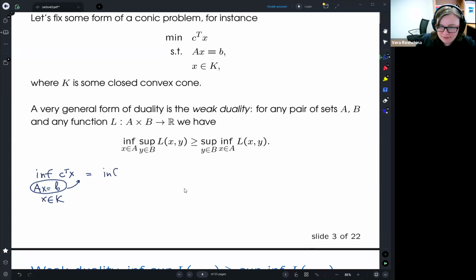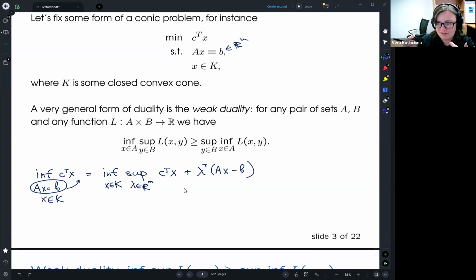So the first trick is very simple. I'm going to put a supremum here, keep c transpose x, and then to incorporate this linear constraint into this function, I'm going to add some parameter, say lambda, and write Ax minus b here. If b was in R^m, then lambda here will also be in R^m. And we keep x in K.